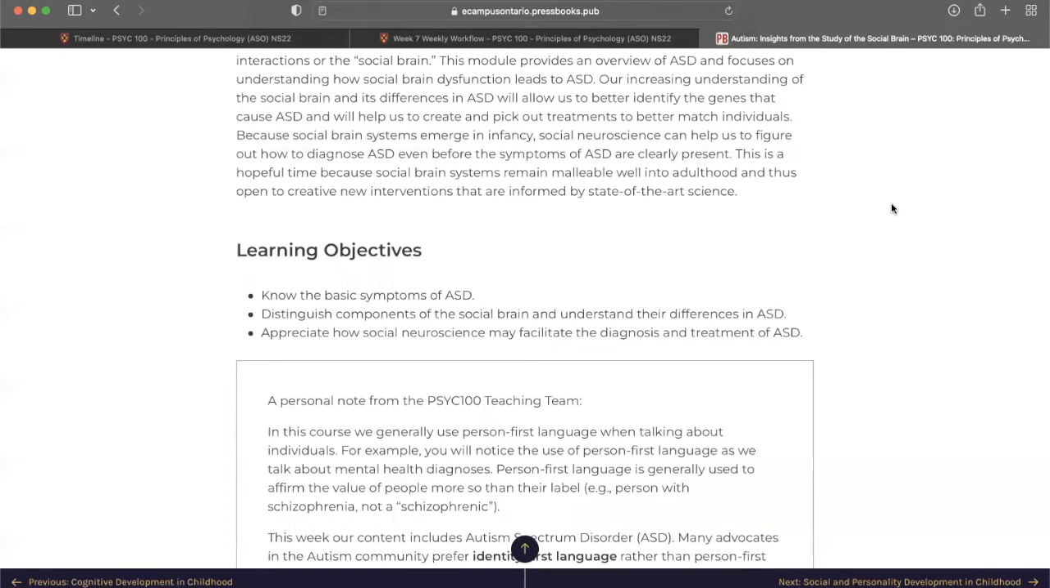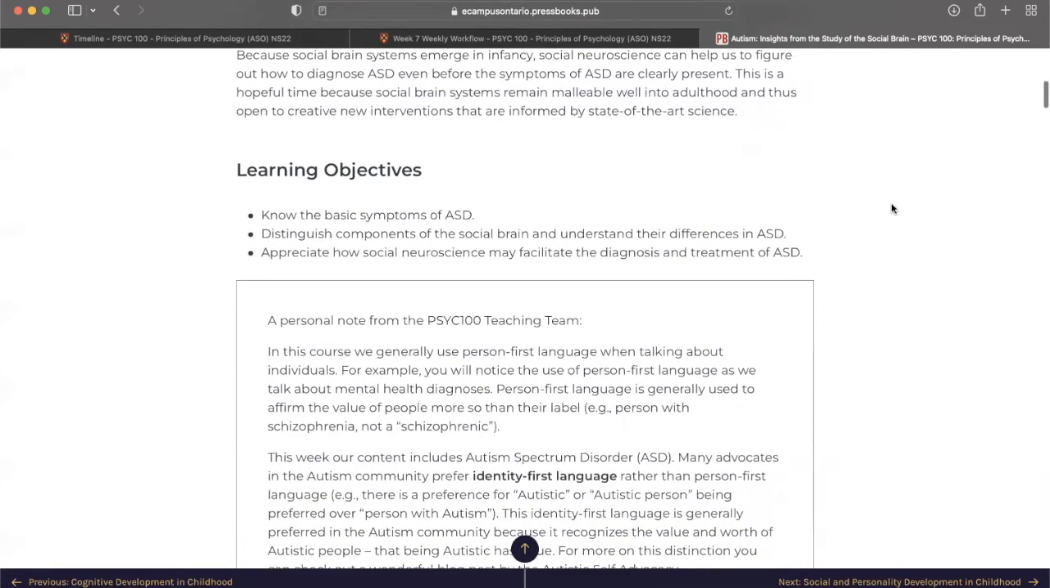The learning objectives for this chapter to keep in the back of your mind as you are reading along or listening is to know the basic symptoms of ASD. They're referencing autism, of course. Distinguish components of the social brain and understand their differences in ASD. Appreciate how social neuroscience may facilitate the diagnosis and treatment of ASD.